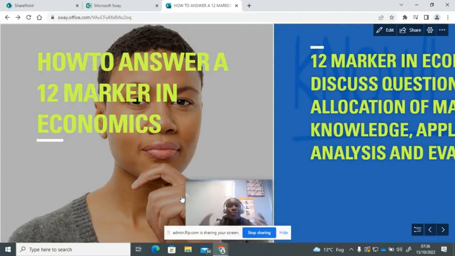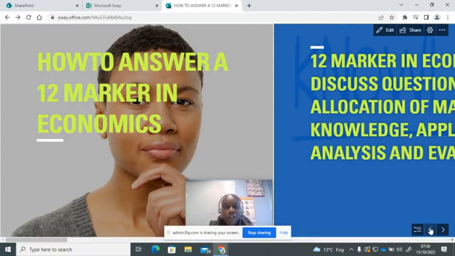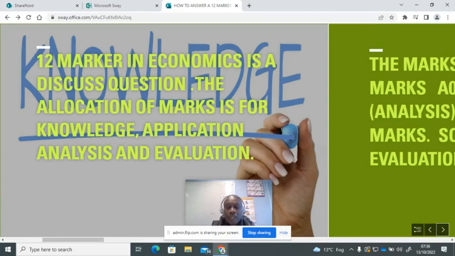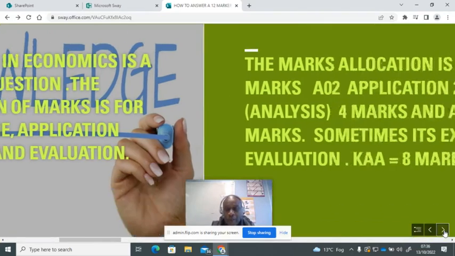Today I'm going to talk about how to answer a 12 marker. So the first one, to know the structure. 12 marker economics is normally a discussed question. The allocation is for knowledge, application, analysis, and evaluation. It's very important to know how many marks are allocated to each particular section. So that's what I'm going to talk about now.